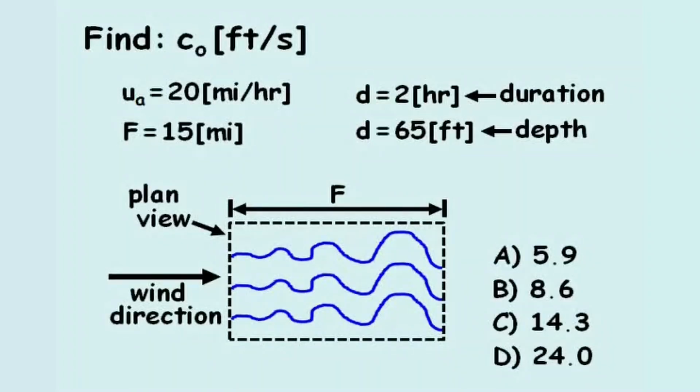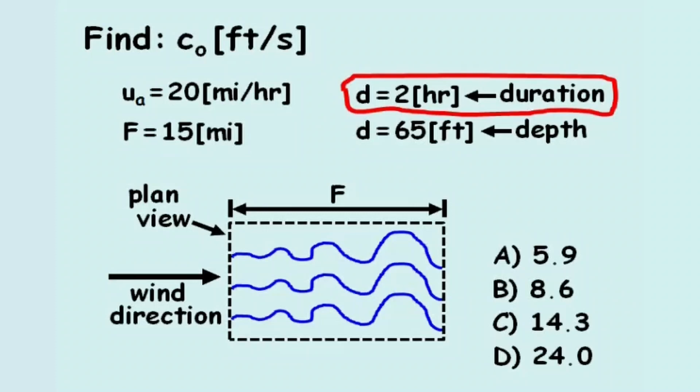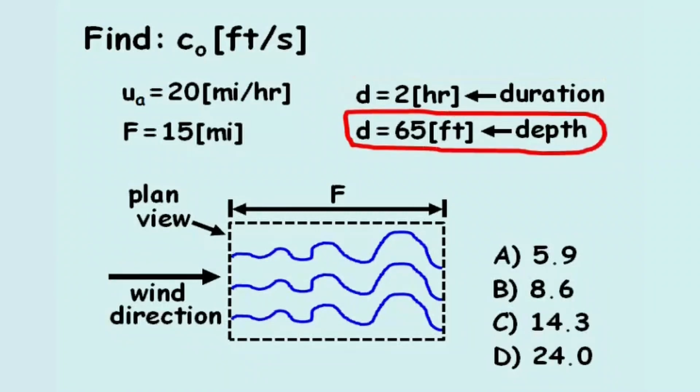Find the deep water wave celerity, C0, in feet per second. In this problem, we are given that the wind velocity in the x direction is 20 miles per hour. The length of the fetch is 15 miles long, and the storm event lasts for a duration of 2 hours. We are also provided the depth of water, d.